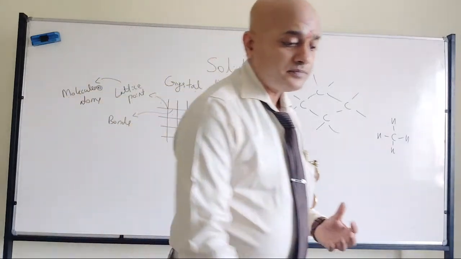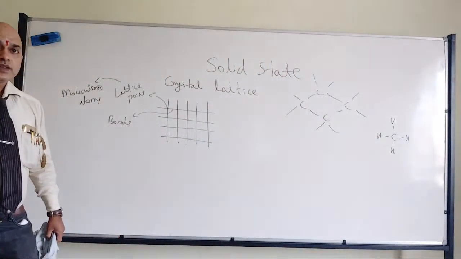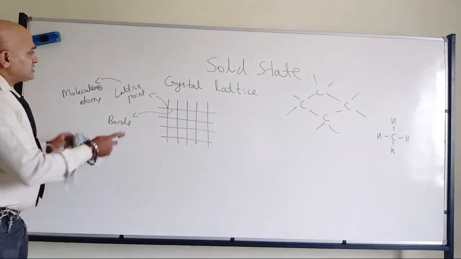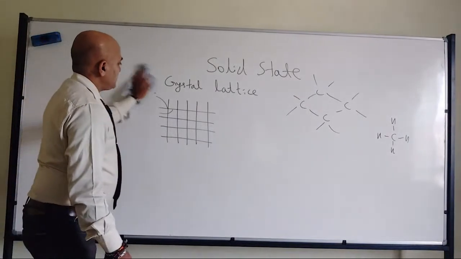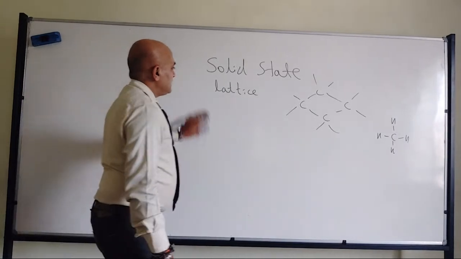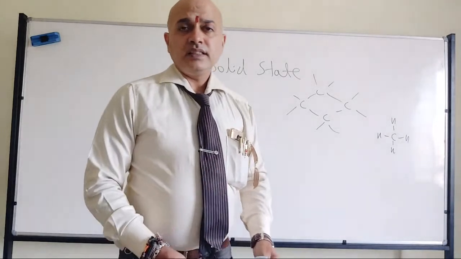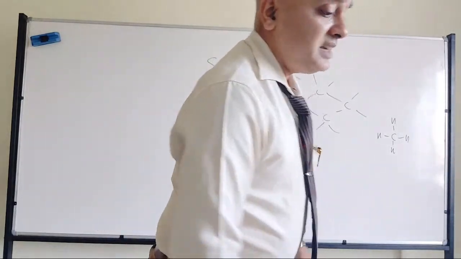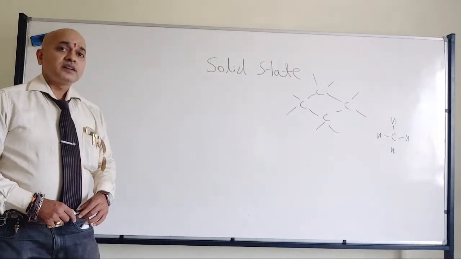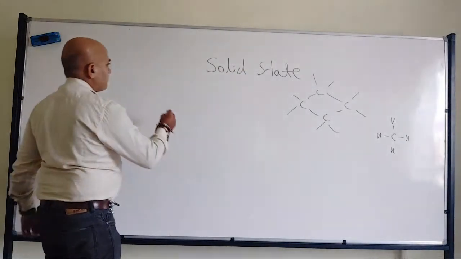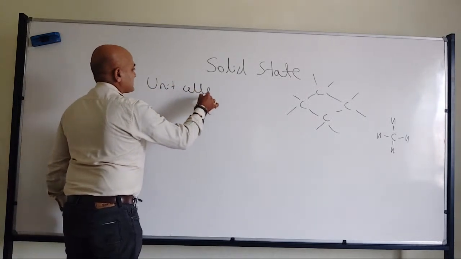Any doubt? So that's where we have the crystal lattice, which is a three-dimensional arrangement of the elements in a crystal structure. It's a representation. A lattice point is a representation for the crystal structure. Fine? Now we have another important term called unit cells.